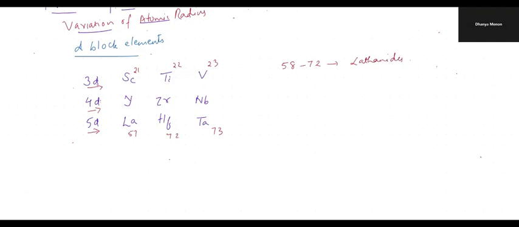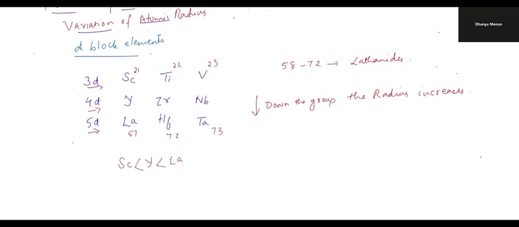Down the group, we learned that the radius increases because the valence electron is moving away from the nucleus. Right. But it is seen that for this group, scandium, okay, for the first 3D series, scandium is lesser in size than yttrium, which is lesser than lanthanum.